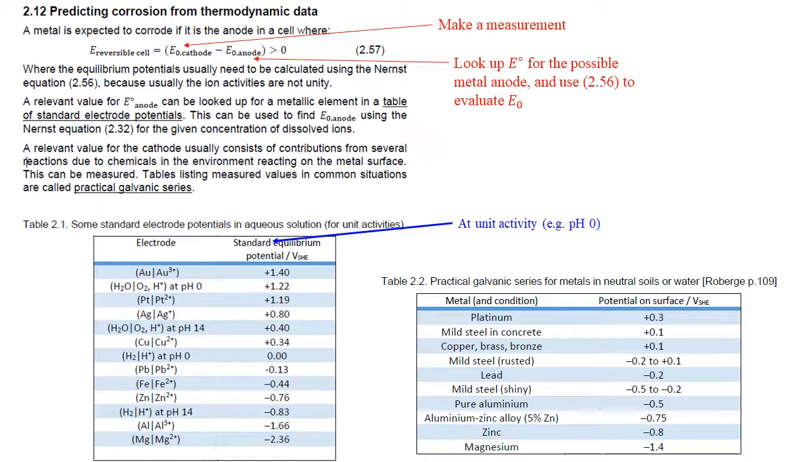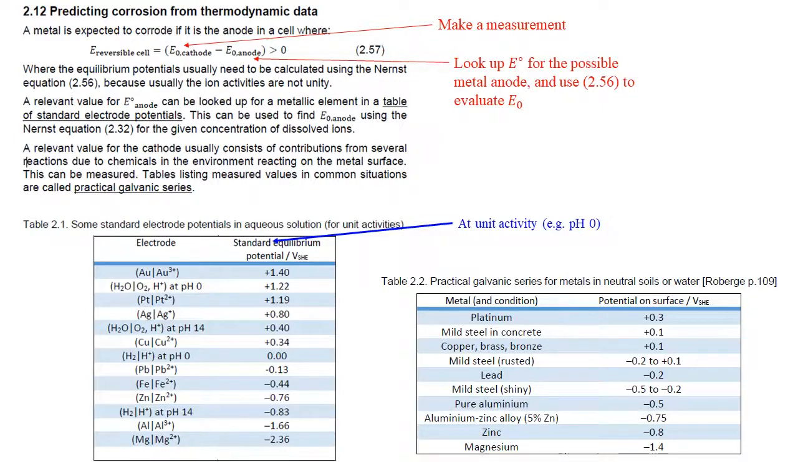Okay, good. Page 19, section 2.12, gives some sample data for predicting whether corrosion happens using the one thermodynamic data value for the metal and one measurement of the environment.